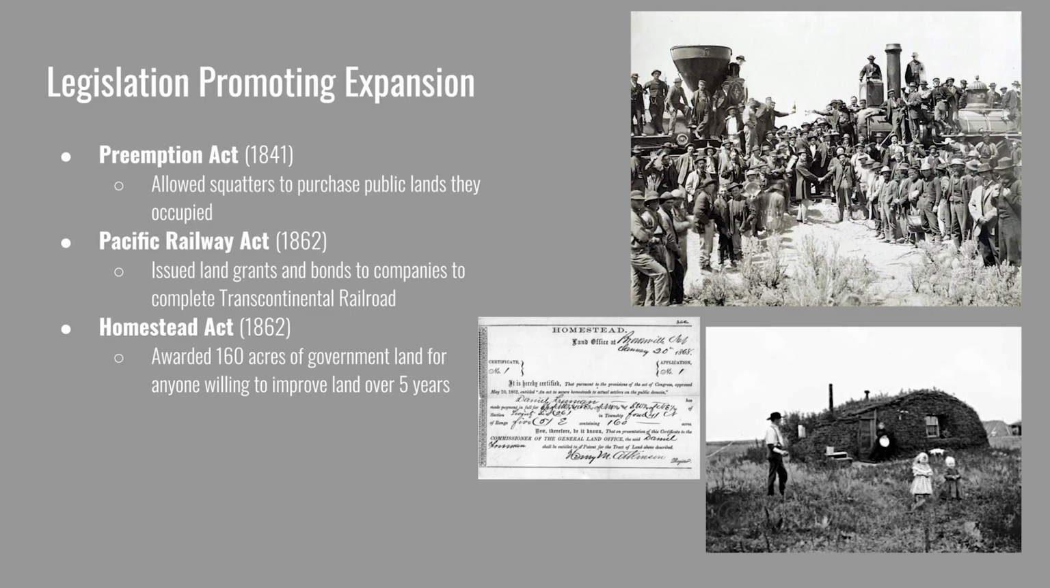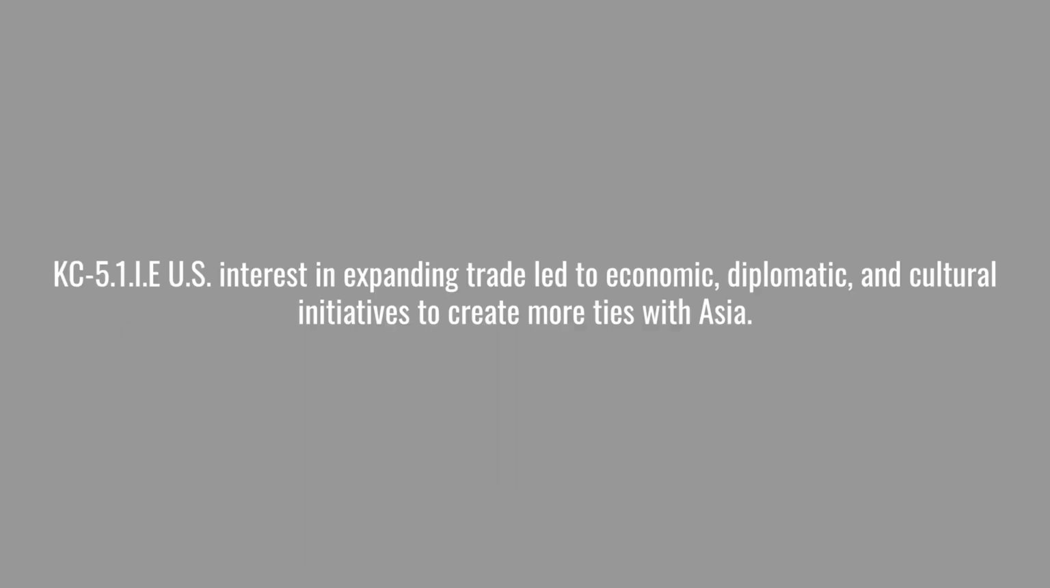Even after the Homestead Act was passed, most people were still buying land from land speculators that had access to transportation and water, though they paid higher prices. The last key concept covers foreign policy. U.S. interest in expanding trade led to economic, diplomatic, and cultural initiatives to create more ties with Asia.